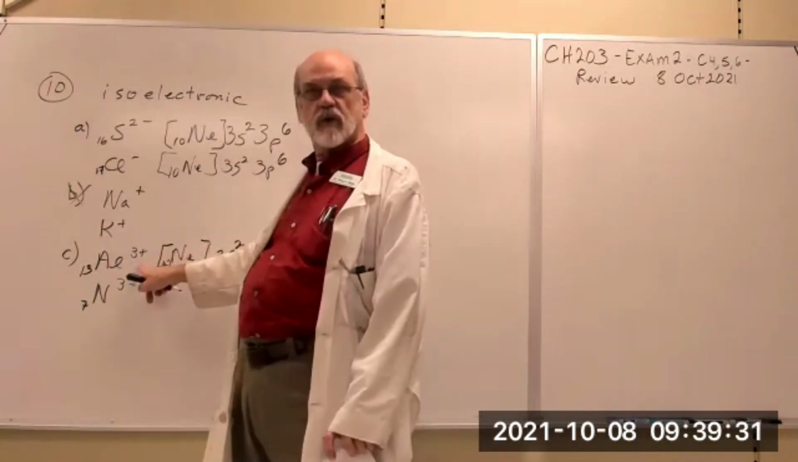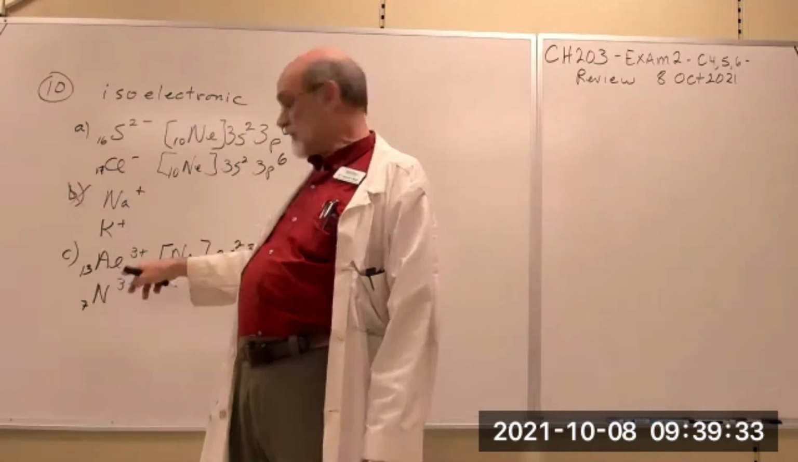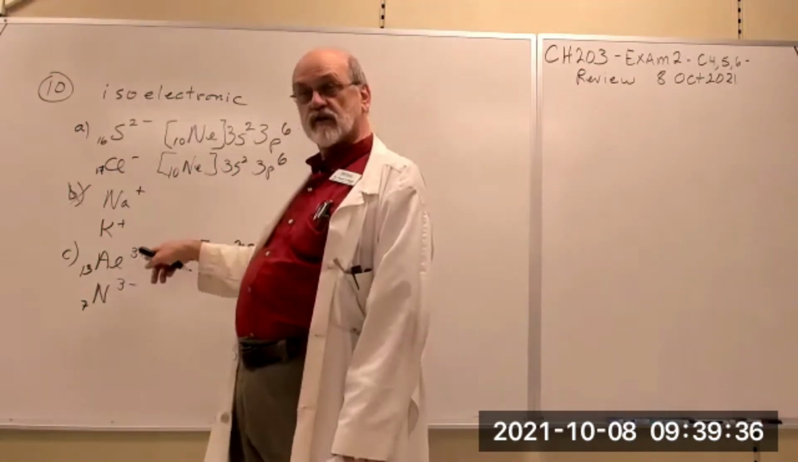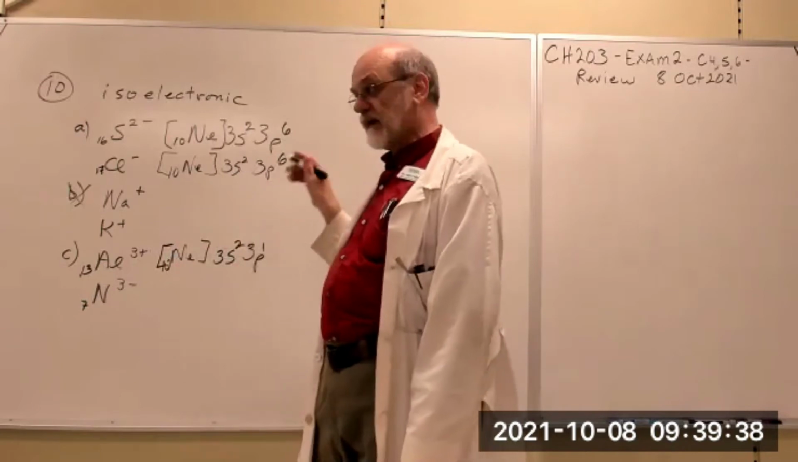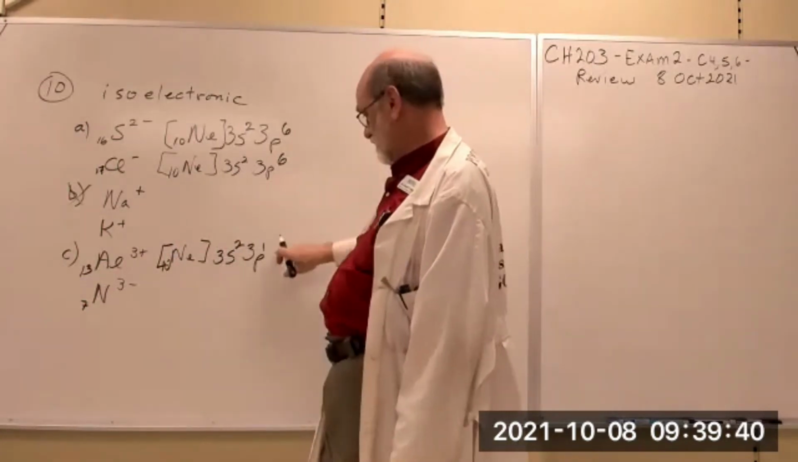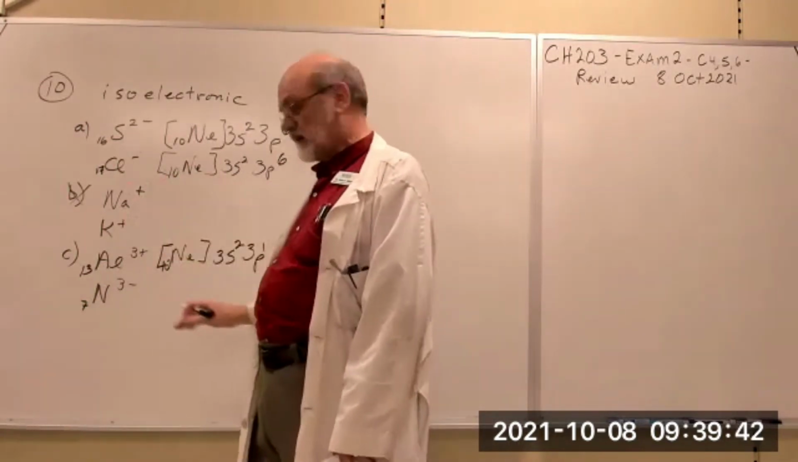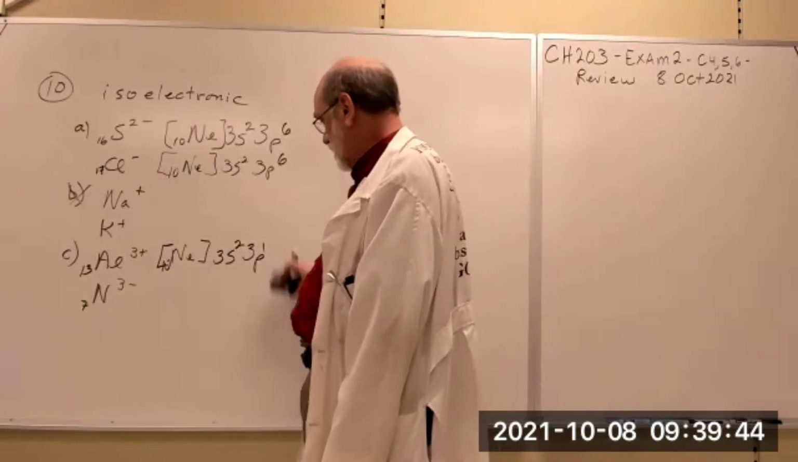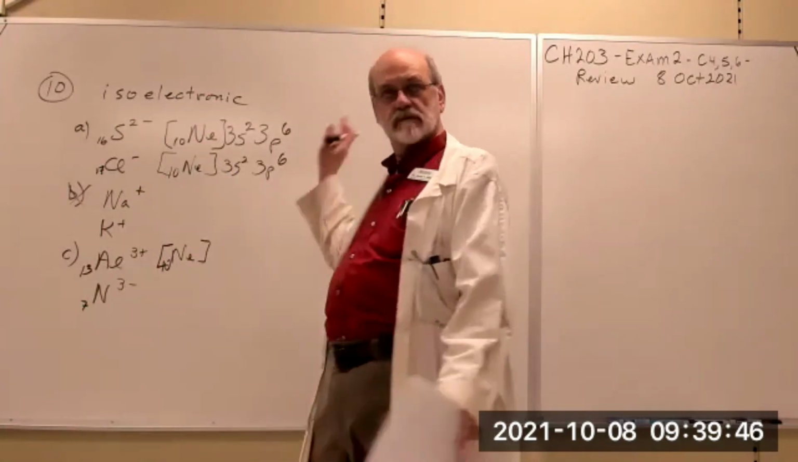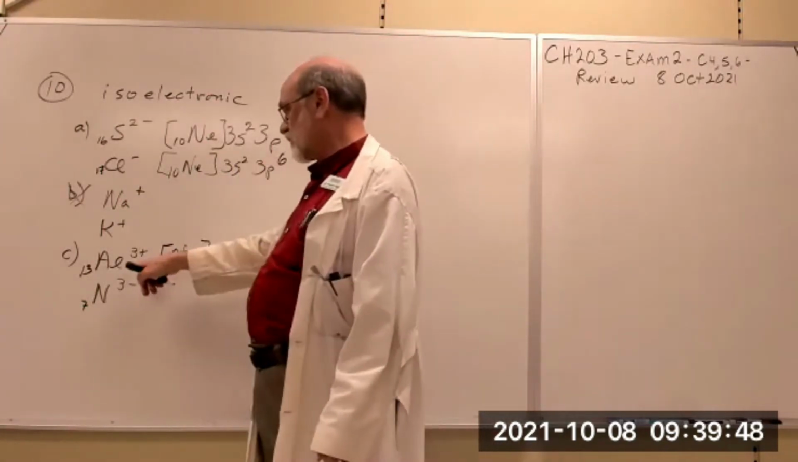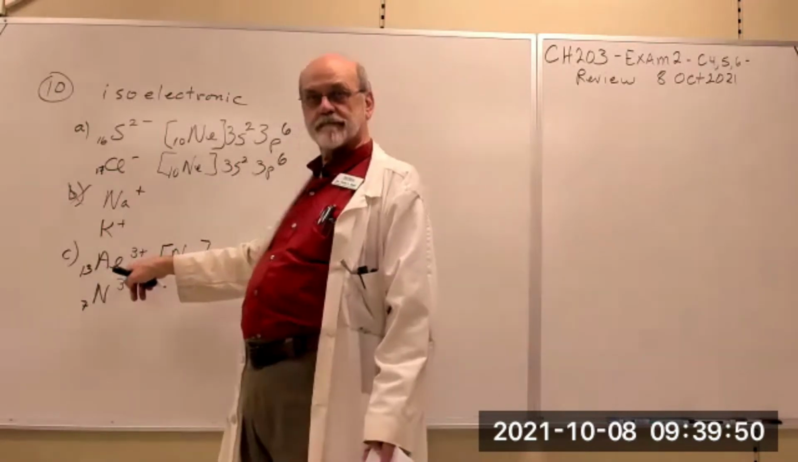But what does the 3+ do? This is neutral. 3+ takes away 3 electrons, right? And they come from the highest energy level and work their way down. So all those 3 are gone. That's the structure for the aluminum 3+ ion.